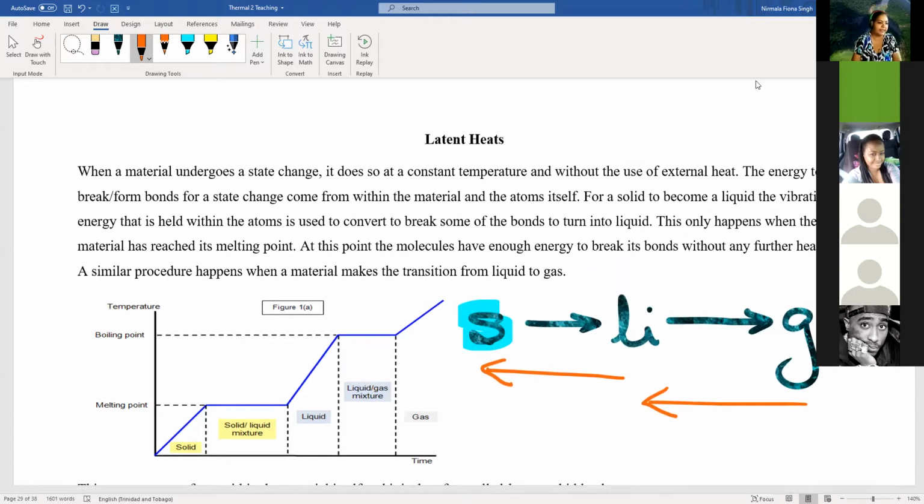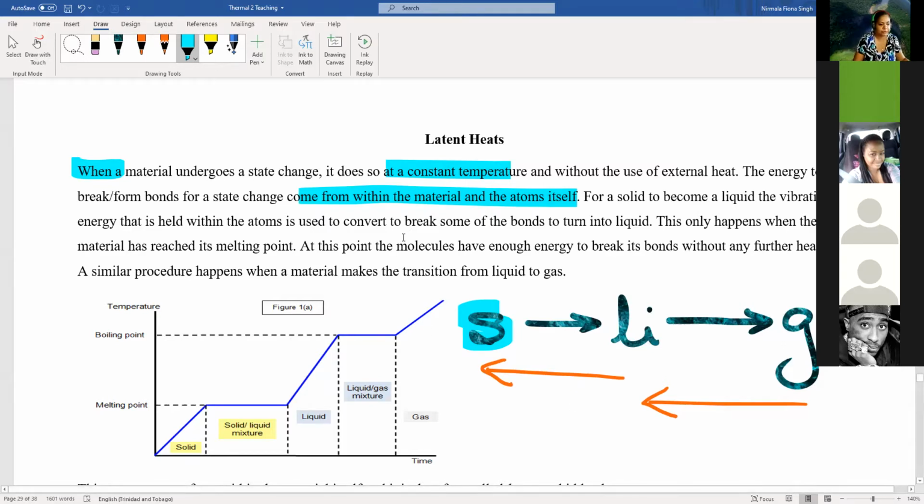So let's read from the handout. When a material undergoes a state change, it does so at a constant temperature and without the use of external heat. The energy used to break or form bonds for a state change comes from within the material and the atoms itself. For an atom to become a liquid, the vibrational energy that's held within the atoms is used to break some of the bonds to turn it into liquid.